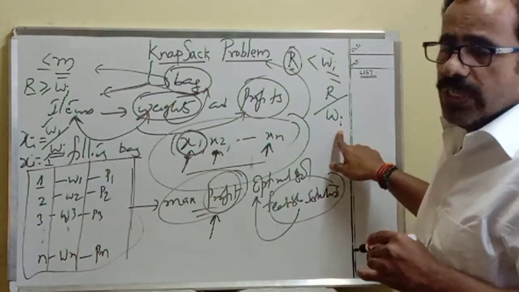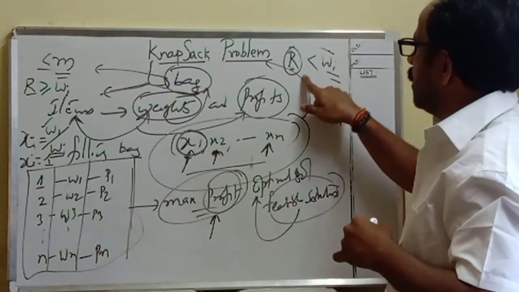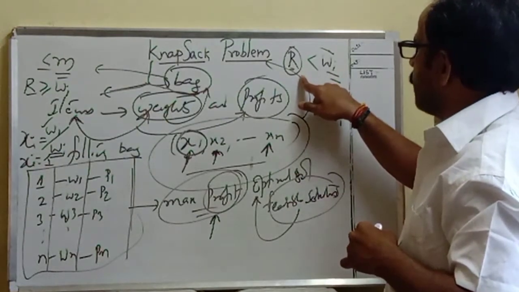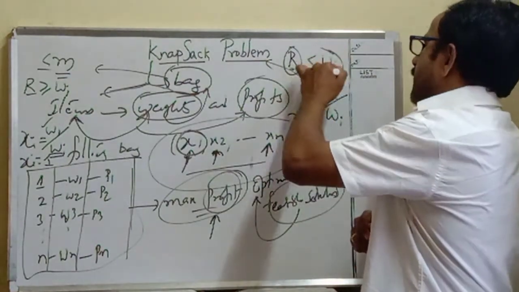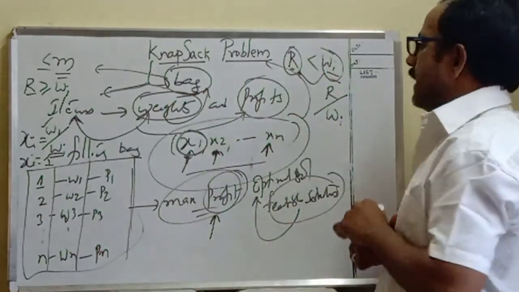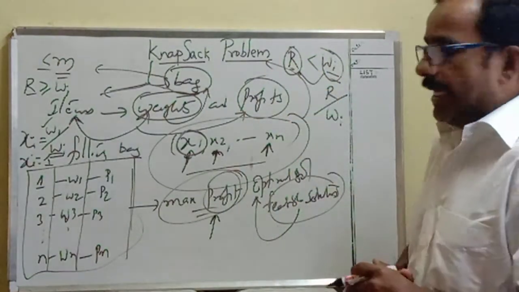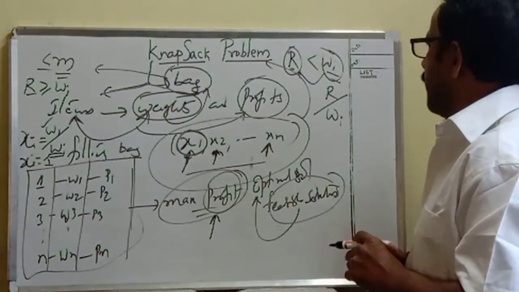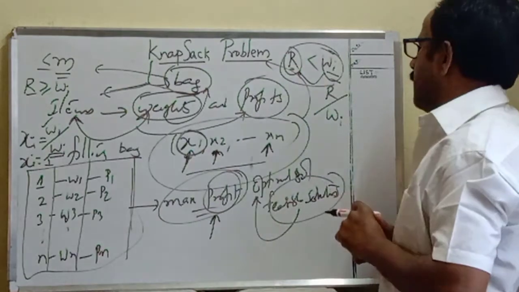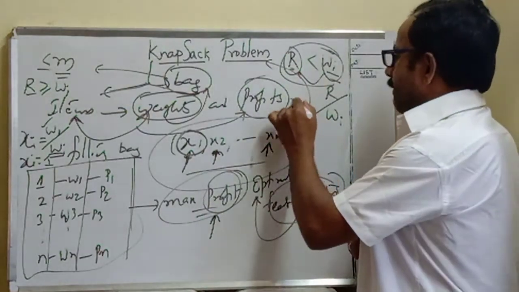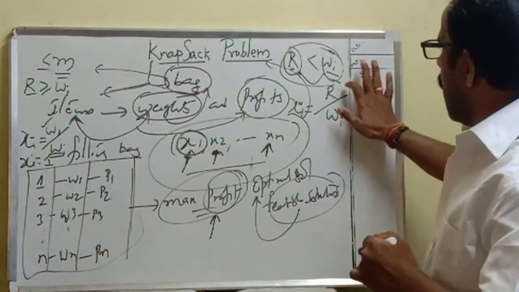Wi is the total item weight, but this item is not completely fitting into the knapsack because the remaining knapsack capacity is less than the item weight. So we cannot place this item completely, because the knapsack can hold only R units of weight, but the item weight is Wi units. The relationship between item weight and R is R less than Wi. So we cannot fit the item completely.